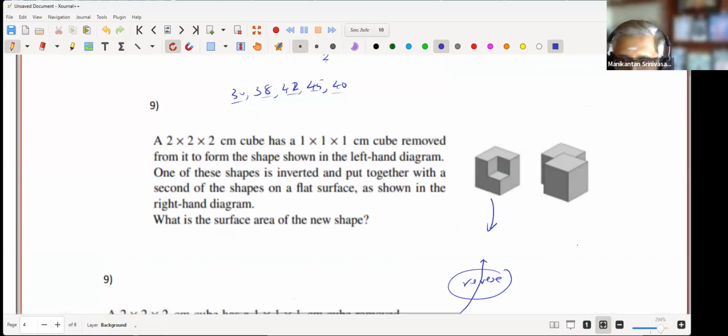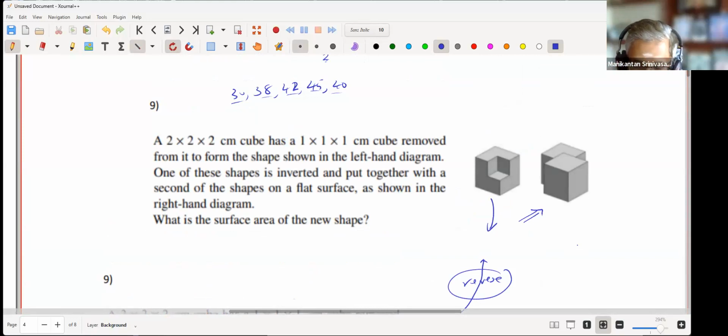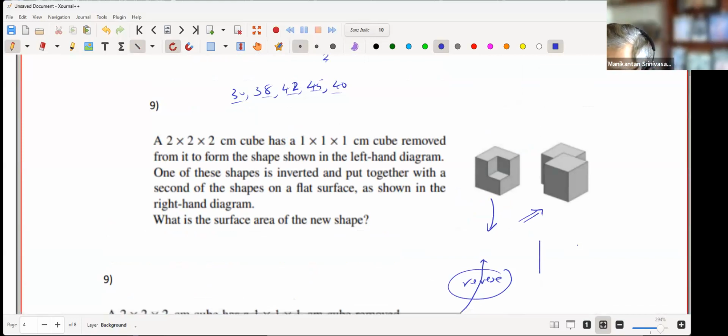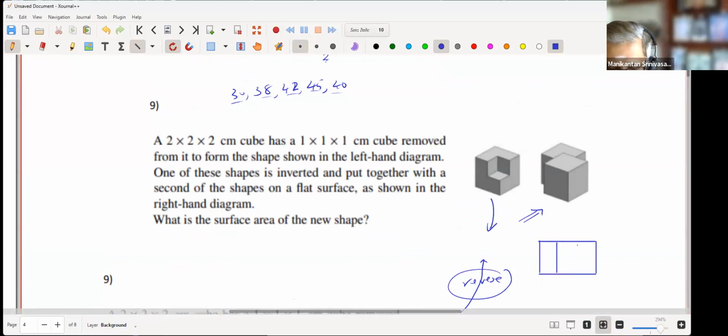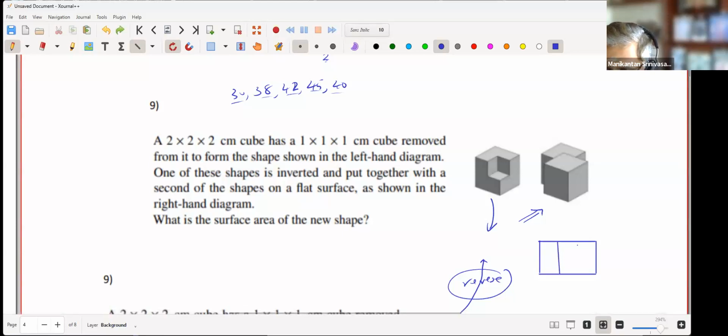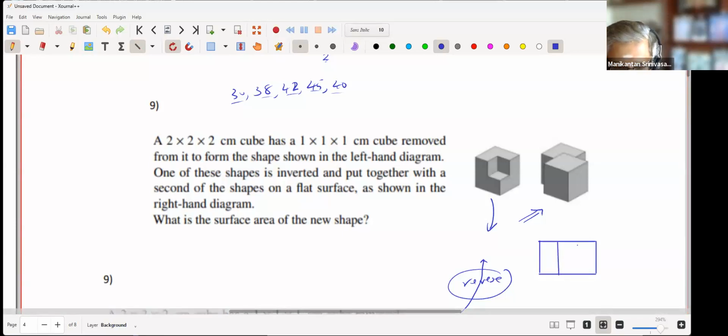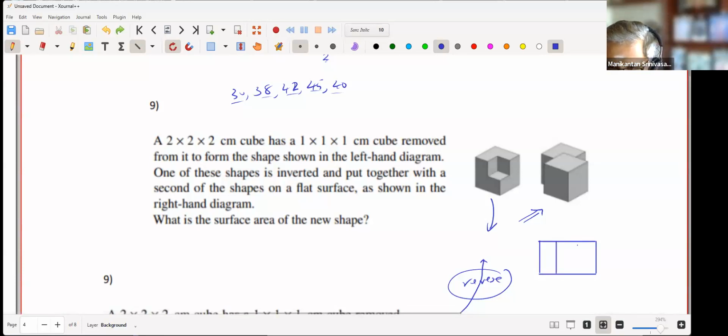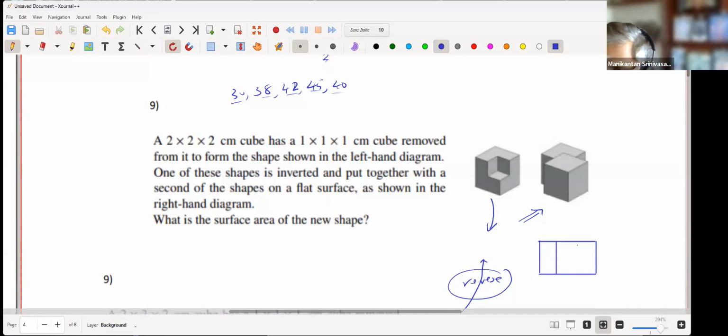Now, if I look at it from the front, from this angle, how will this object look? It'll look like this. And it'll be like this, or maybe slightly more like this. In other words, this square portion will be visible here.